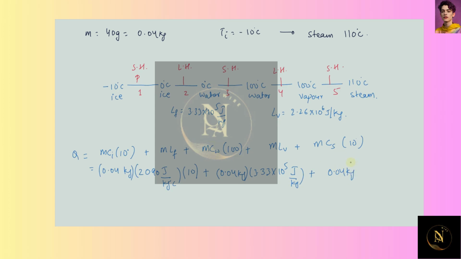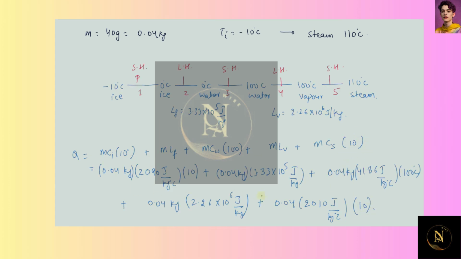that means the specific heat of water, is 4186 joule per kg degree Celsius, and the change in temperature is 100 degrees Celsius. Plus next, mass is 0.04 kg and the latent heat of vapor is 2.26 times 10 to the power 6 joule per kg. Sorry, joule per kg only, not Kelvin. Plus mass is 0.04. Cs, the specific heat of steam, is 2010 joule per kg degree Celsius times the change in temperature, that is 10.